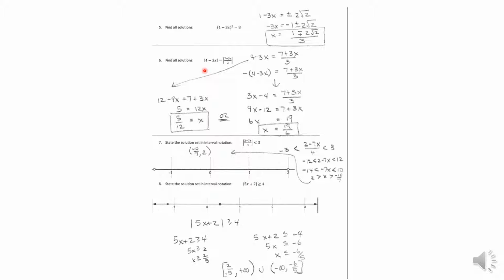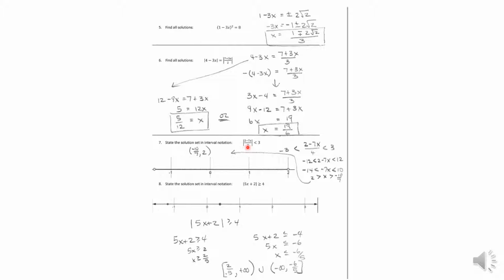Here you're going to say that when you're solving absolute values on both sides, this is equal to that, or minus that is equal to that. So we solve each of them in turn. We find x is 5/2, or x is 19/6. So there are two answers.